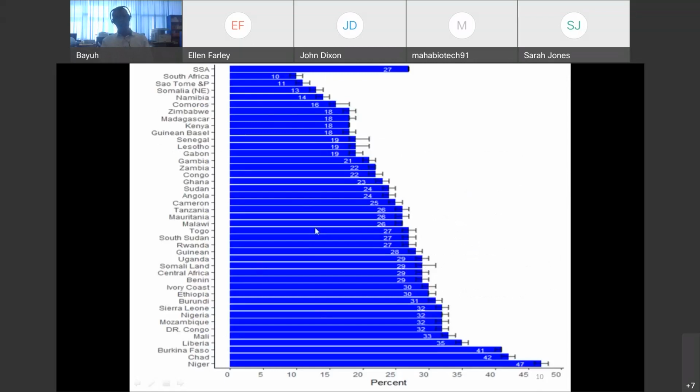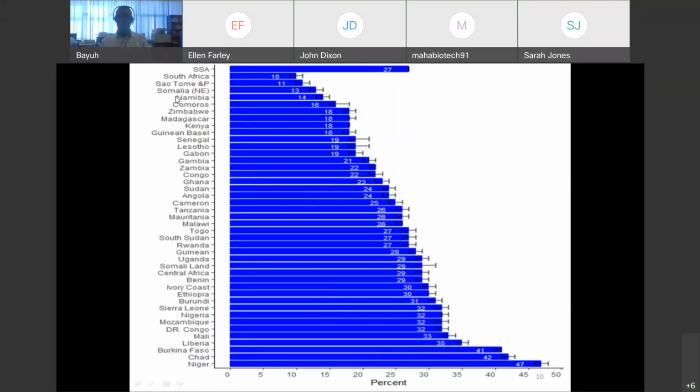This error bar graph indicates, in each country, the percent of mothers who suffer a child death. In Sub-Saharan Africa, on average 27% of mothers suffer a child death. The highest prevalence is found in Nigeria, Chad, and Burkina Faso. In those countries, out of 5 mothers, 2 or more suffered a child death.